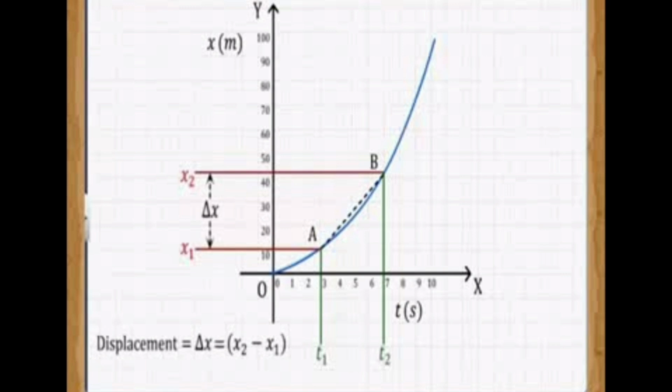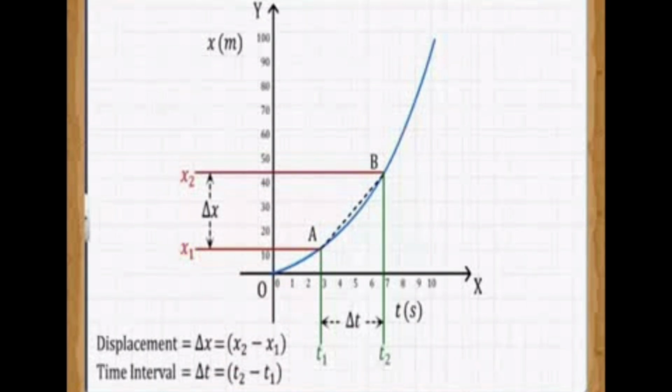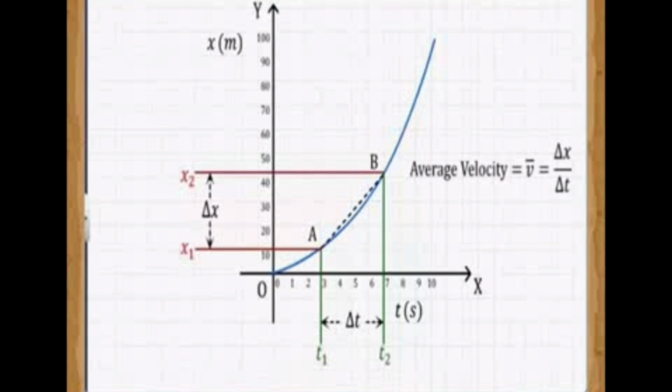The displacement between the 2 points is x2 minus x1. That is change in displacement. Change in distance will give the displacement. Change in time period, delta t, is T2 minus T1. So we can calculate the velocity. Velocity equals, you know the formula, rate of change of displacement, that is delta x by delta t. Delta means change, a small change. Change in distance divided by change in time period, delta t.